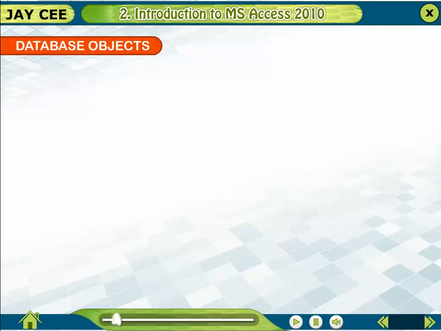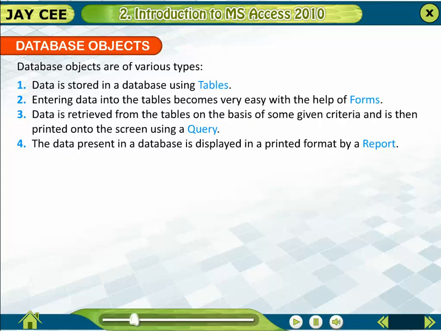Database objects. Database objects are of various types. Data is stored in a database using tables. Entering data into the tables becomes very easy with the help of forms. Data is retrieved from the tables on the basis of some given criteria and is then printed onto the screen using a query. The data present in a database is displayed in a printed format by a report.